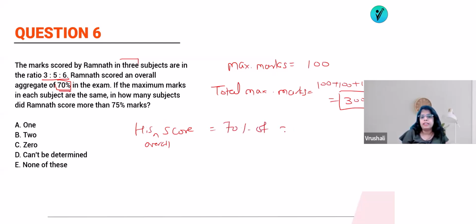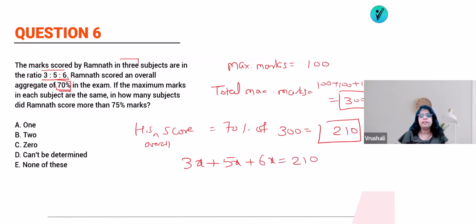70% of 300. How much will it be? As we know, the zeros will get cancelled. 7 3s are 21, so 210. It means his overall score is 210. As we know, those marks are in the ratio of 3:5:6. Means 3x plus 5x plus 6x is equal to 210.